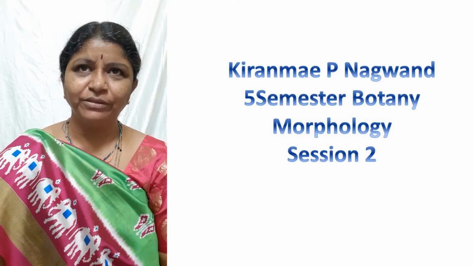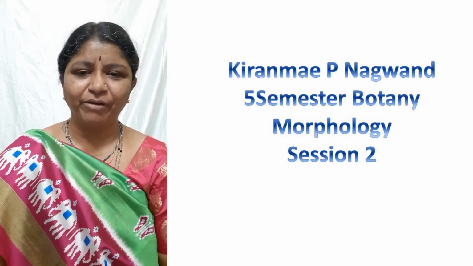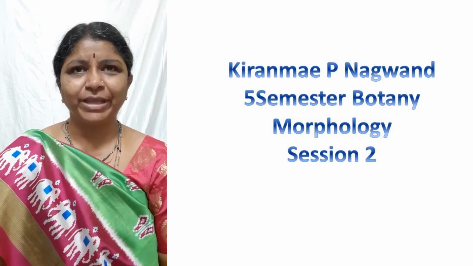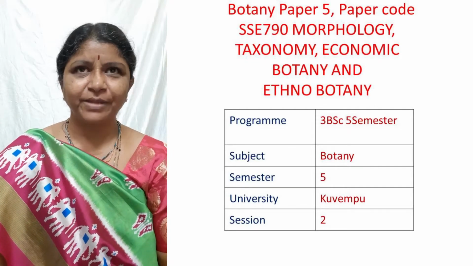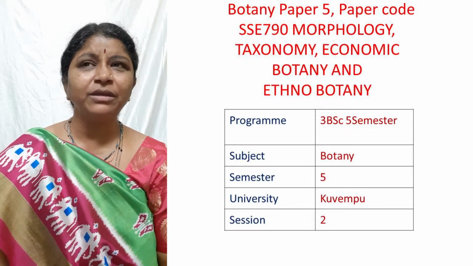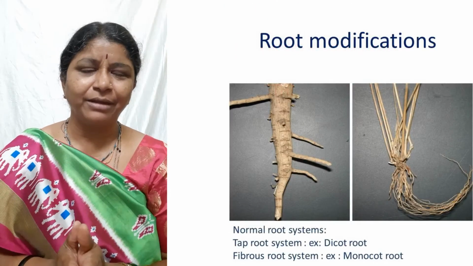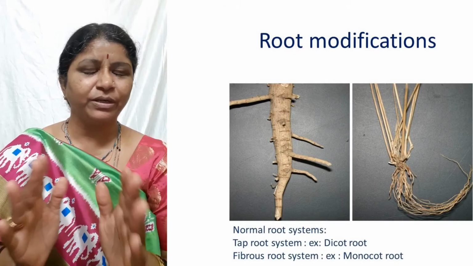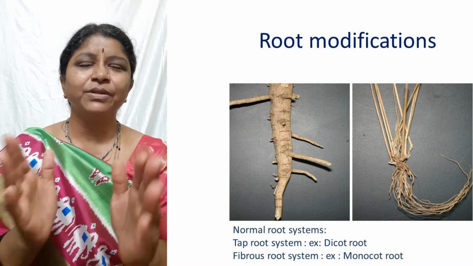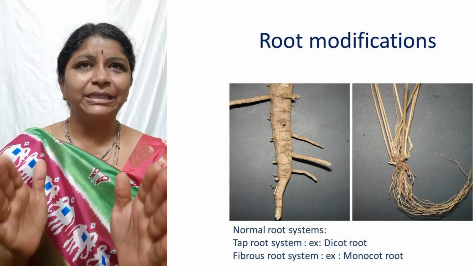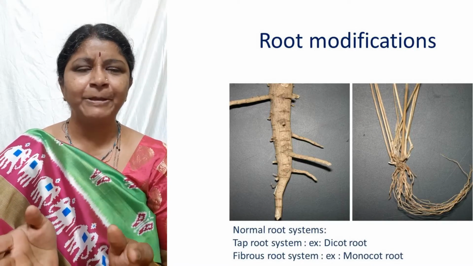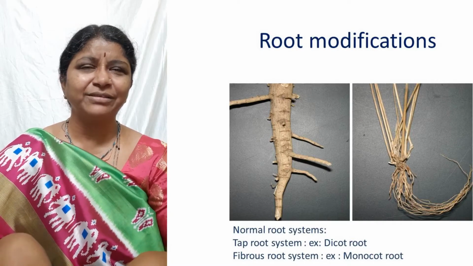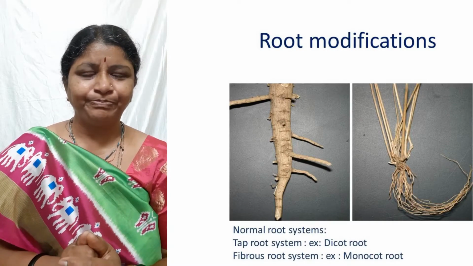Let us go through the second session of paper 5 in the morphology classes, that is the root modifications. So what are the functions of normal root? As we earlier discussed in the general introduction of angiospermic plants, dicots and monocots contain the taproot system or adventitious root system, and these root systems are meant for absorption of minerals and water and giving fixation to the plant.